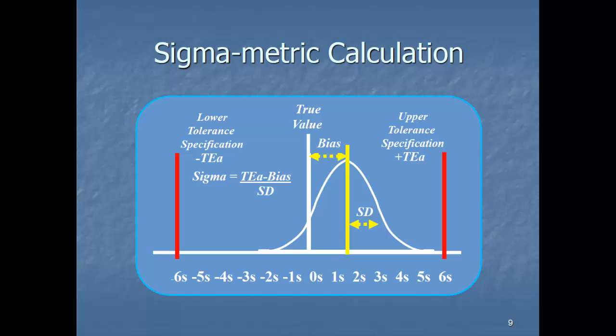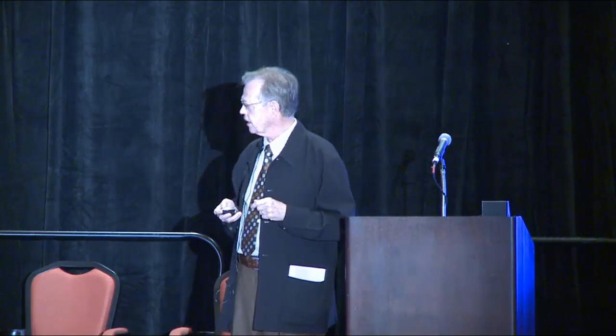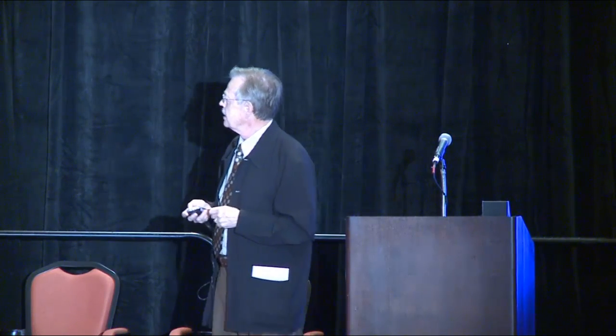What bias takes into account is this distribution shifting around. And if it shifts, that uses up some of the available space, some of the allowable error. And then the SD determines the width of that distribution. So the two of them have to be taken into account in the calculation of sigma.